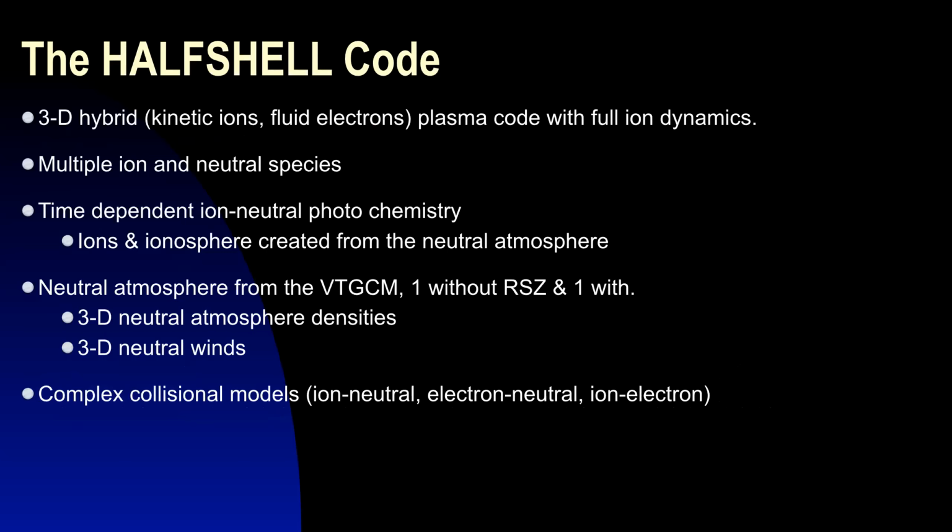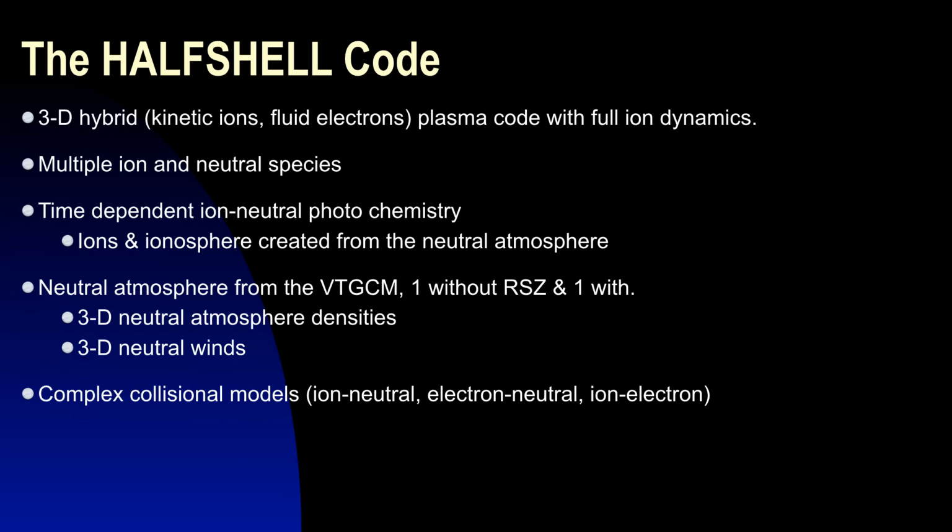To do this study, we're using the hybrid code. The hybrid code treats ions as kinetic particles and electrons as a fluid. We use multiple ion and neutral species within the code. The code contains a time-dependent ion-neutral photochemistry that we use to generate an ionosphere from a neutral atmosphere.